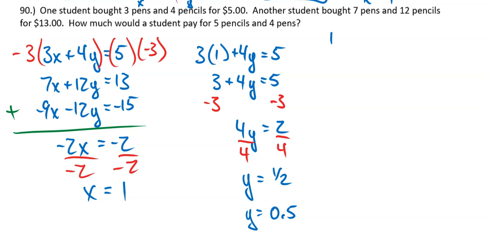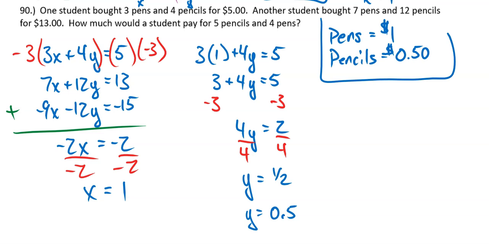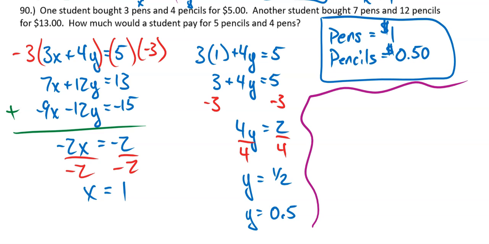We're now saying that, hey, the pens cost $1 each, and the pencils cost 50 cents each, okay? Half a dollar, okay? And that's great information, but that still doesn't quite answer the question. That's part of what I needed for the answer, okay? But if it asks me, hey, how much is it going to run me if I buy 5 pencils and 4 pens? Well, let's find out.